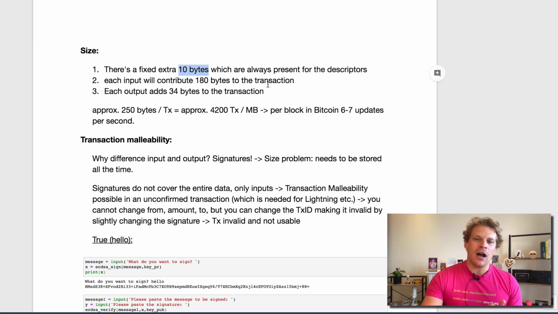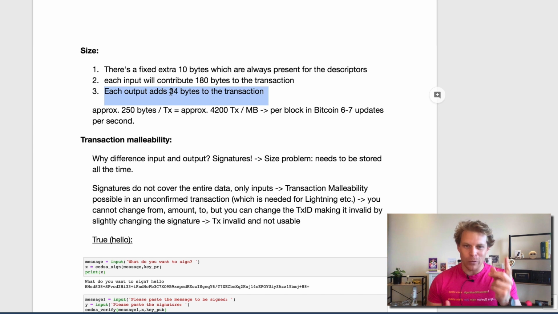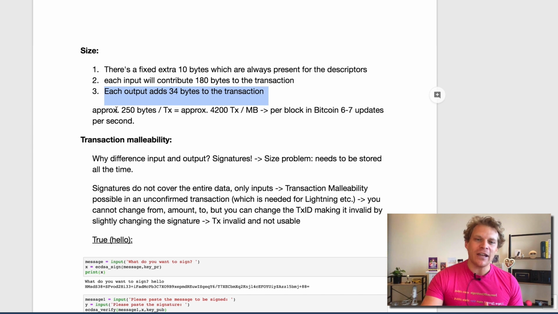And now for each input, we have around 180 bytes added to the transaction. So depending on how many inputs we have, this gets larger and larger. Now, the interesting thing is the outputs are only 34 bytes. And why is this? We're going to be discussing this in a second. If we add all this together, we have approximately 250 bytes per transaction. If we calculate this into megabytes, we see that we can have a maximum of 4,200 transactions per megabyte.